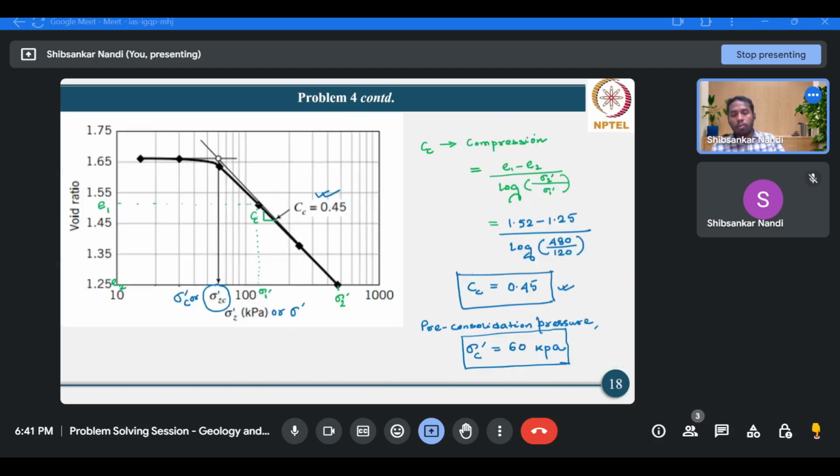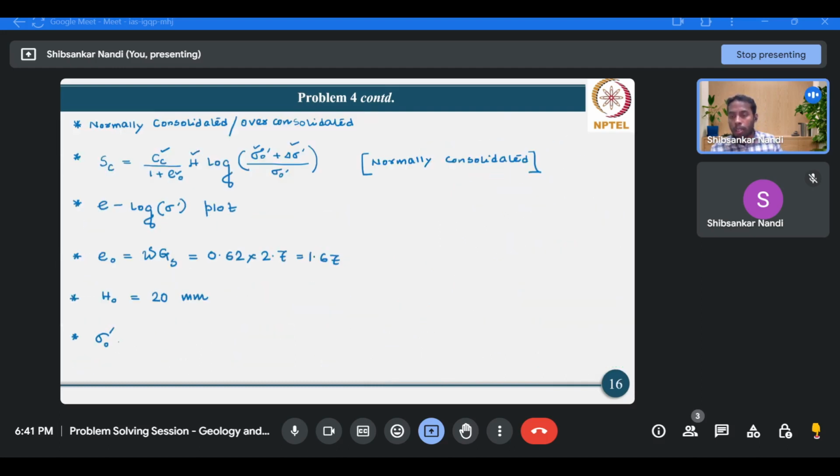Now, the sigma 0 prime we have calculated as 55 kPa, and since the OCR value is very close to 1, we are assuming the soil as normally consolidated. So we can utilize this expression for the calculation of primary consolidation settlement. And as you can see, all the parameters involved in this equation are known except this delta sigma prime value. So the calculation of delta sigma prime will be our next target.